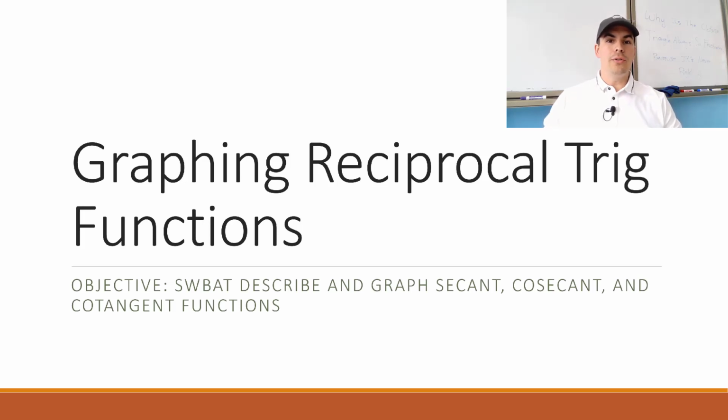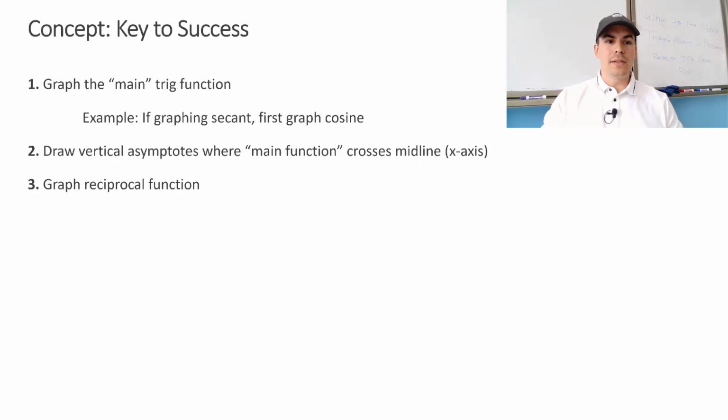We are continuing graphing trigonometric functions. However, today we are looking at reciprocal functions. We're going to look at secant, cosecant, and cotangent. So let's take a look at how we do this.